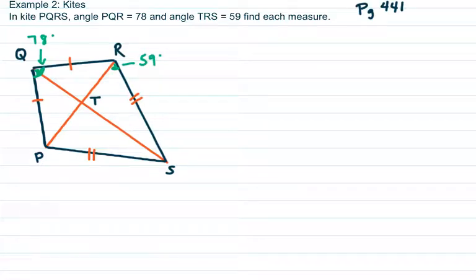Okay, and it asks us to find each measure. So the first one it asks us to find is the measure of angle QRT. So I'm gonna use this blue. QRT, so that's this, they want you to find this.